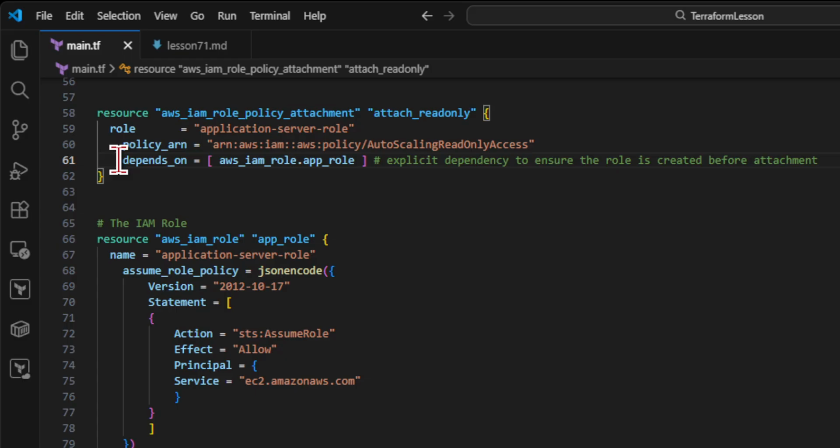The depends_on meta argument manually inserts a graph edge when Terraform cannot infer one. Terraform adds this edge to the dependency graph during planning. The planner then guarantees execution order even if no attribute reference exists. The outcome is deterministic deployment when infrastructure relationships are operational rather than structural.